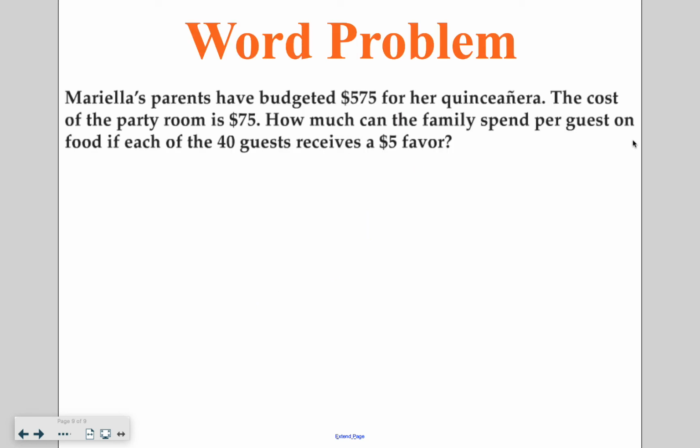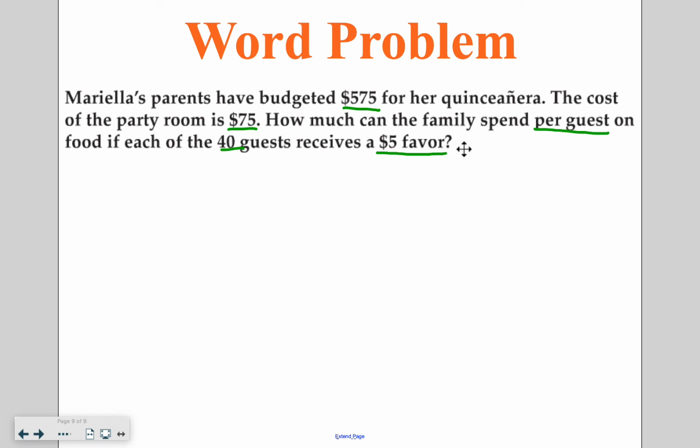Last one, we've got our word problem. Mariella's parents have budgeted $575 for her quinceañera. The cost of the party room is $75. How much can the family spend per guest on food if each of the 40 guests receives a $5 favor?